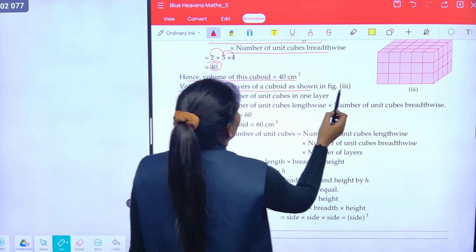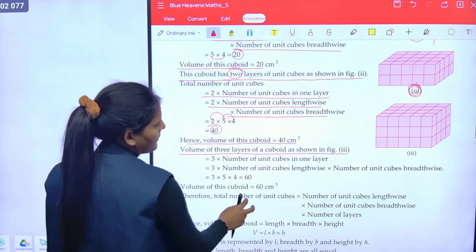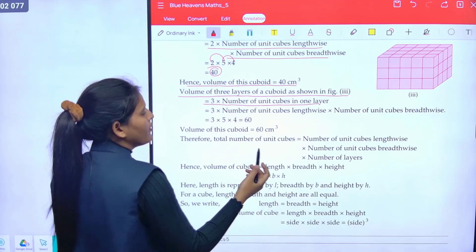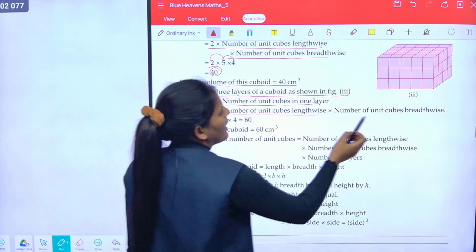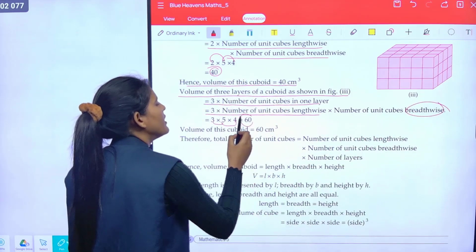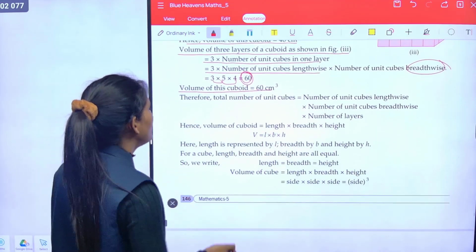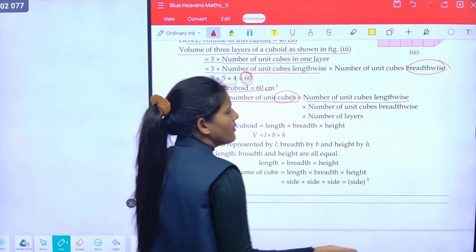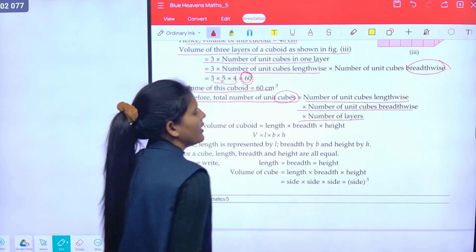Volume of a cuboid with 3 layers as shown. Now 3 multiplied by the number of unit cubes in one layer, that is 3 multiplied by the number of unit cubes lengthwise and breadthwise. Now 3 multiplied by 5 multiplied by 4 is 60. Volume of this cuboid is 60 centimeter cube. Therefore, the total number of unit cubes lengthwise multiplied by the number of unit cubes breadthwise multiplied by the number of layers.